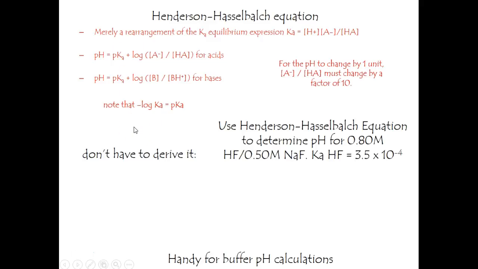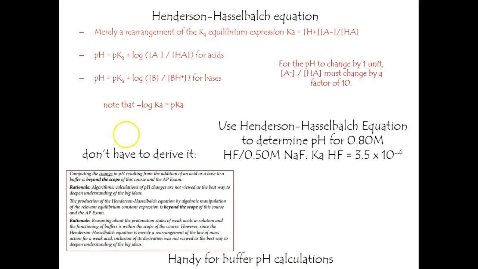Let's take a look at the specific AP Chemistry description of this. This is from the College Board. I'll read it in its entirety quickly. Computing the change in pH resulting from the addition of an acid or a base to a buffer is beyond the scope, so you should not see problems where they're adding an acid or a base to a buffer system. The reason is because algorithmic calculations of pH changes are not viewed as the best way to deepen understanding of the big ideas. That sounds like they just said, well, we didn't feel like it.